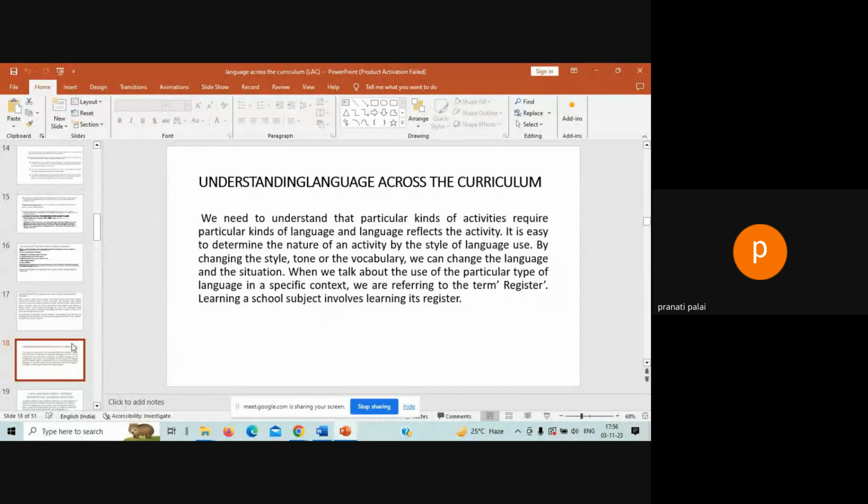Understanding language across the curriculum. You need to understand that particular kinds of activities require particular kinds of language, and language reflects the activity. It is easy to determine the nature of an activity by the style of language used. By changing the style, tone, or vocabulary, we can change the language and the situation. When we talk about the use of a particular type of language in a specific context, we are referring to the term register. Learning a school subject involves learning its register.